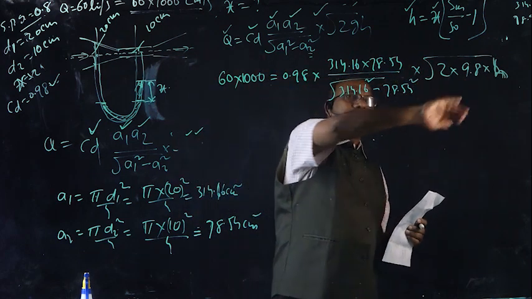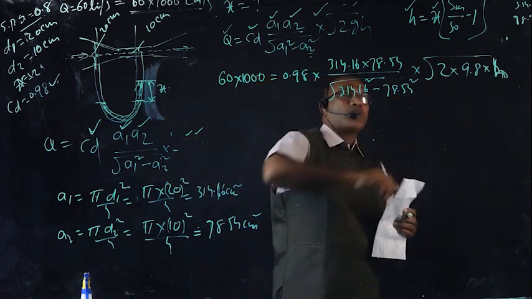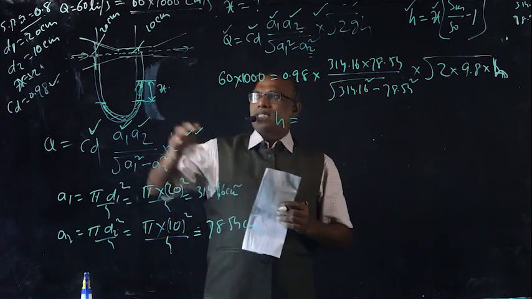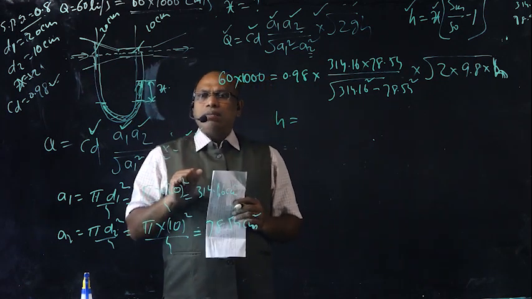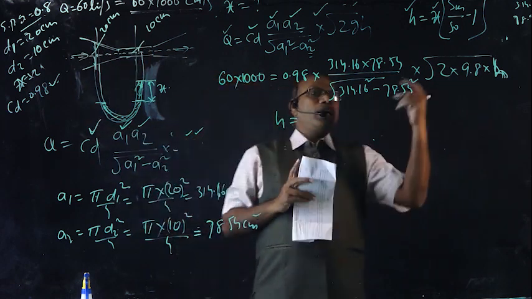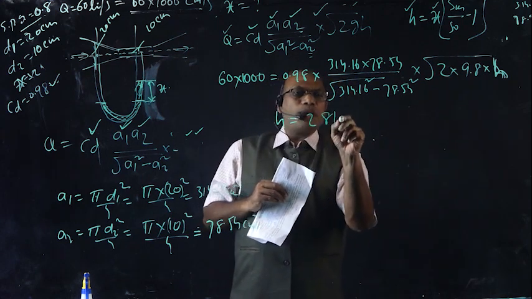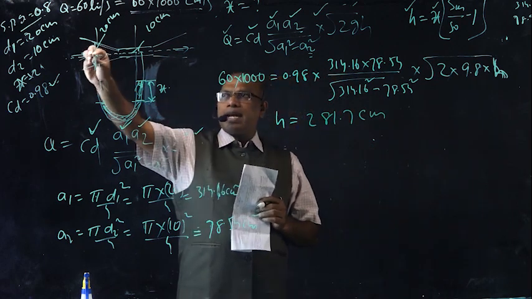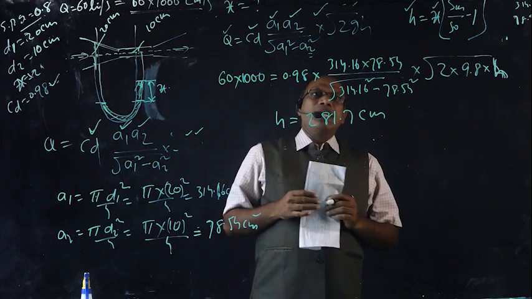Based on the known parameters in this equation, we are going to determine H, the pressure head difference between section 1-1 and section 2-2, or between the inlet and throat. From this equation, H is equal to 281.7 centimeters. The pressure head difference between inlet and throat is determined.